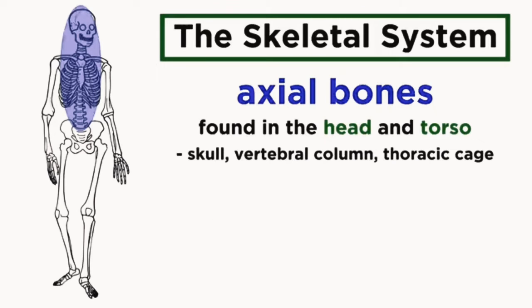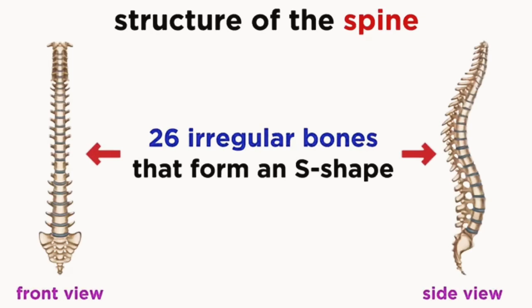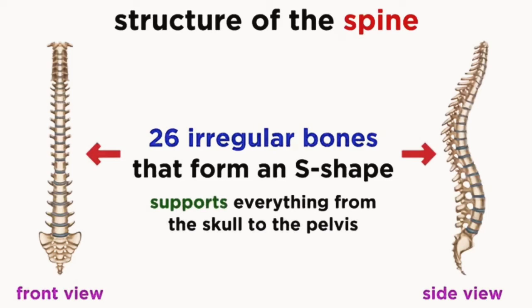Next up in the axial skeleton is the vertebral column, also called the spinal column or simply the spine. This is comprised of 26 irregular bones that come together to form a flexible structure in a curvy S shape, and this supports everything from the skull to the pelvis.